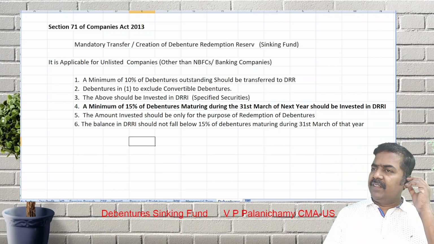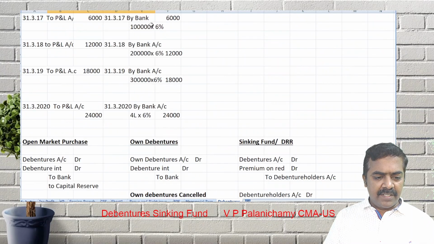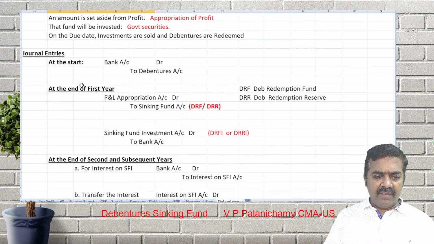Morning. We'll begin with the mandatory provisions as per the Companies Act, that is section 71 of the Companies Act 2013. Last class what did we see? We saw the debenture redemption reserve, right? For creating a debenture redemption reserve, what is the entry we pass?